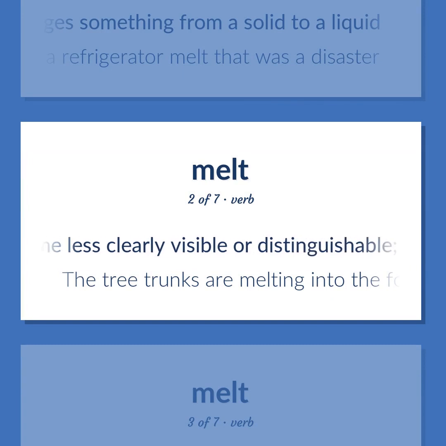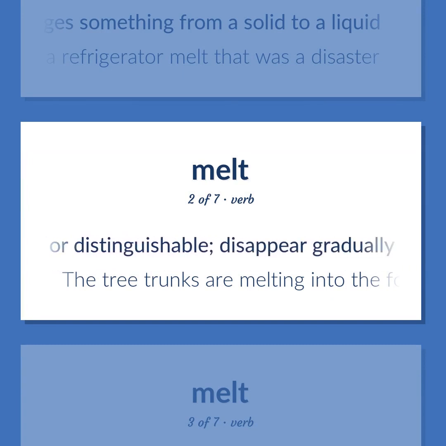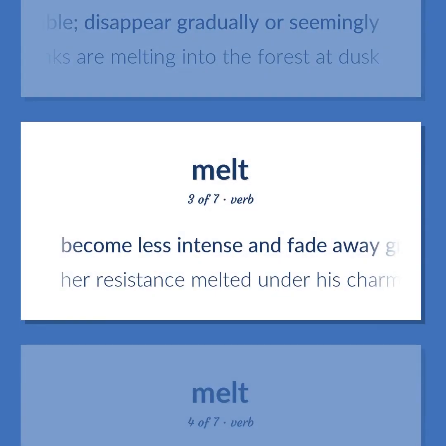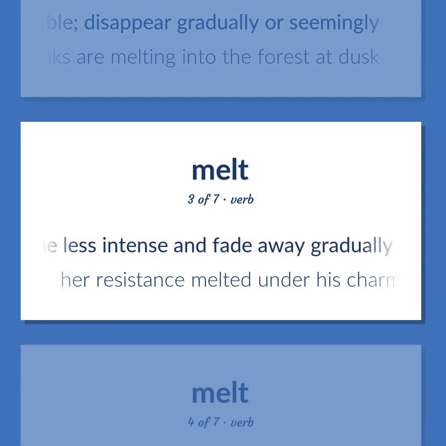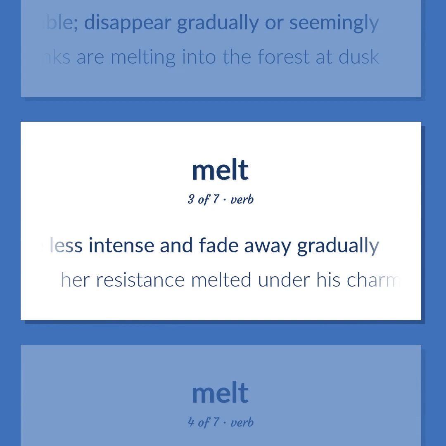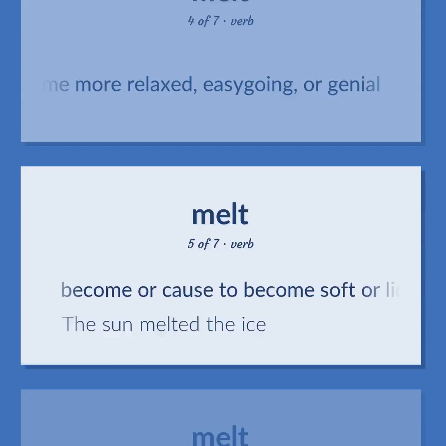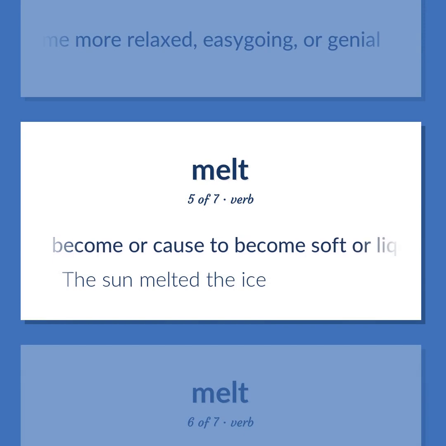Become less clearly visible or distinguishable. Disappear gradually or seemingly. The tree trunks are melting into the forest at dusk. Become less intense and fade away gradually. Her resistance melted under his charm. Become more relaxed, easygoing, or genial. Become or cause to become soft or liquid. The sun melted the ice.